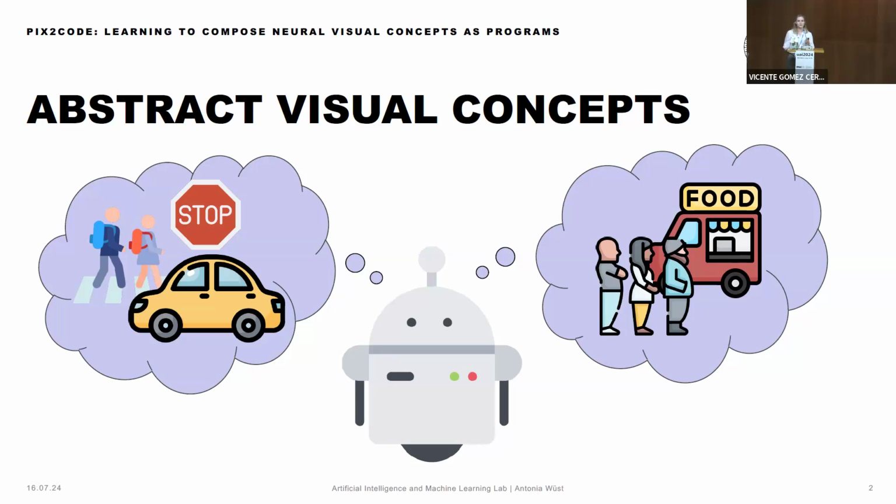And to us humans, this is quite natural, but if we want AI systems to understand our world and act in our world, they need to understand those concepts as well. And they still struggle quite a bit.